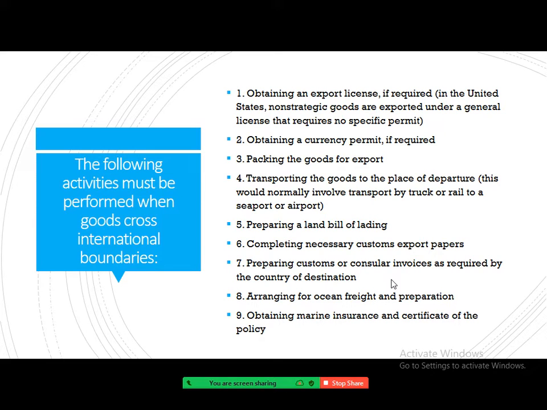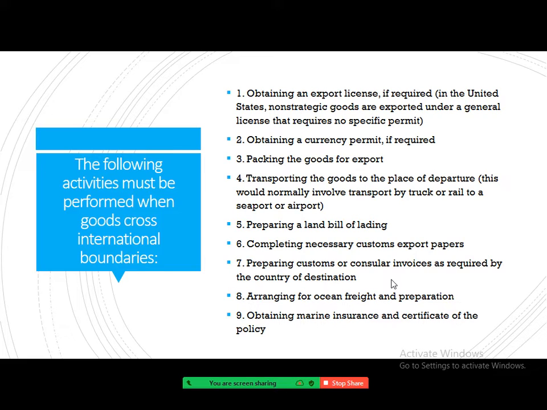Obtaining an export license is required, and obtaining a currency permit if required. Then packing the goods for export, transporting the goods to the place of departure, preparing a landing bill, completing necessary customs export papers, preparing customs or consular invoices as required by the country of destination, arranging for ocean freight and preparation, and obtaining marine insurance and a certificate of the policy.